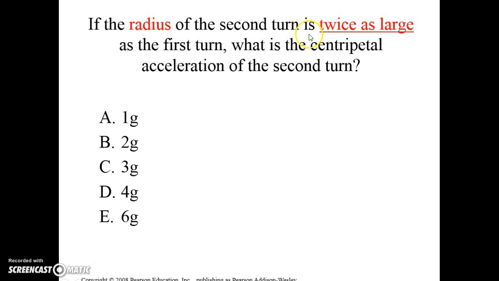Okay, and if the radius of the second turn is specifically twice as large, that means we're going to cut that acceleration in half, then we'd get 4 g's.